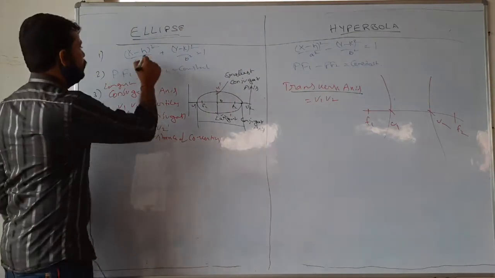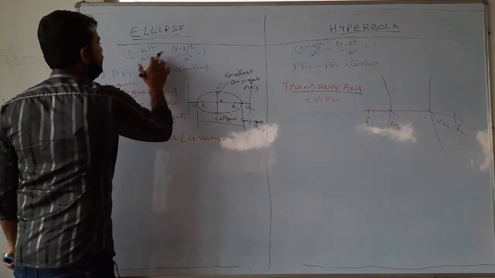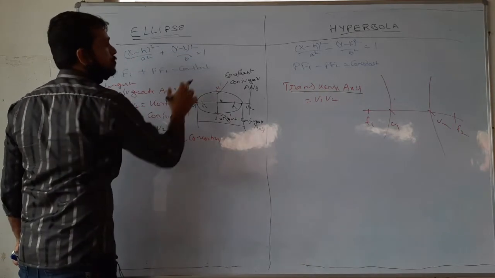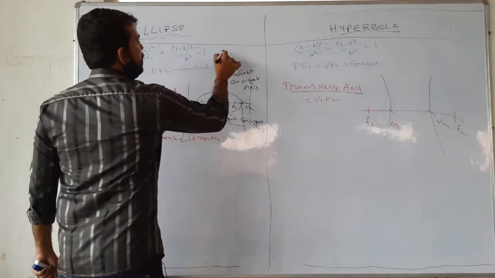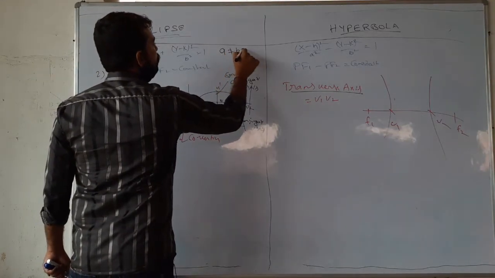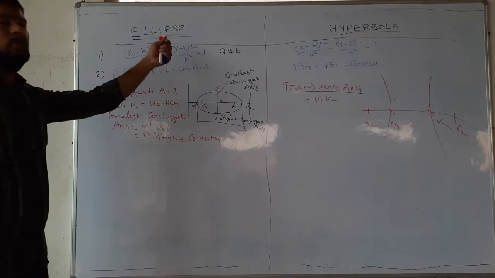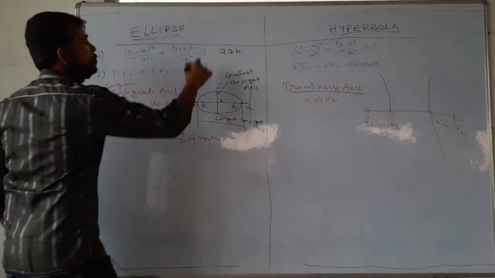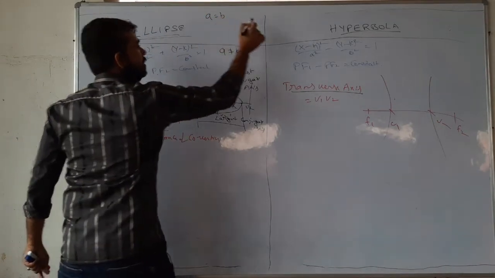Okay, and here I told you x minus h whole square by a square plus y minus k whole square by b square is equal to 1. Here a should not be equal to b, then only the concept of ellipse will come. What if a is equal to b, either here or here?